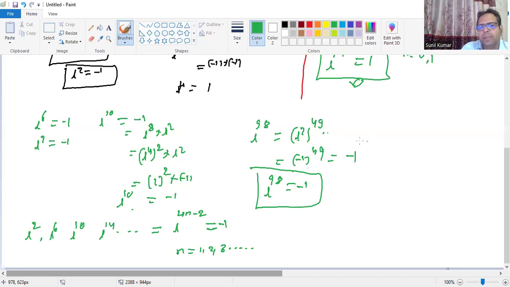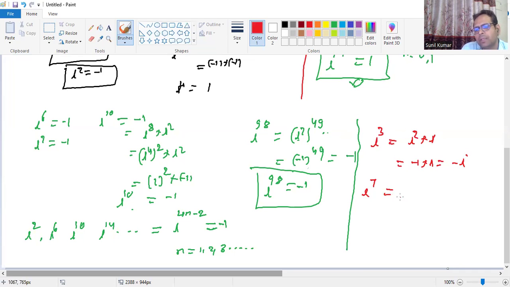Similarly, suppose here we have i to the power 3. What will you get? i power 3 is i square into i. So i square is minus 1 into i, that becomes minus i. Similarly, if you calculate i power 7, what will you get? It is i power 6 into i. i power 6 is minus 1, so it becomes minus i.